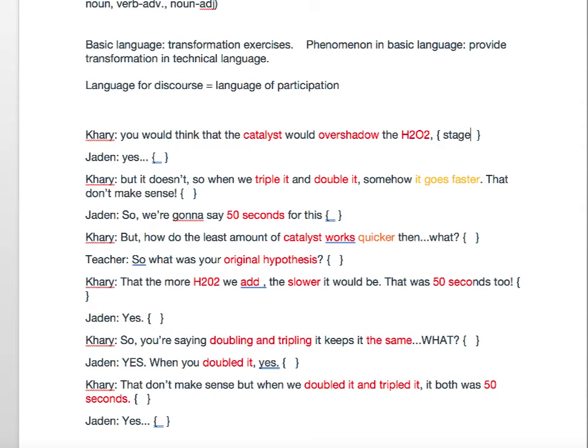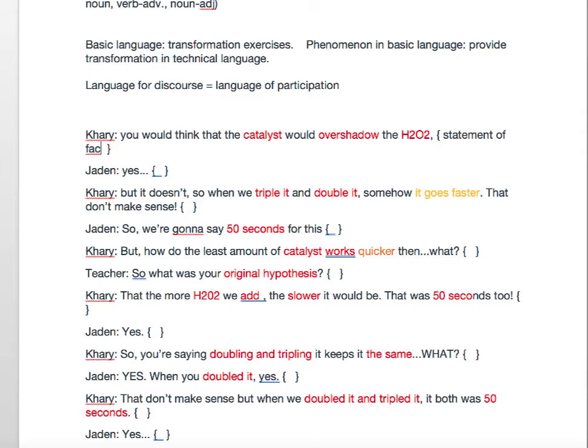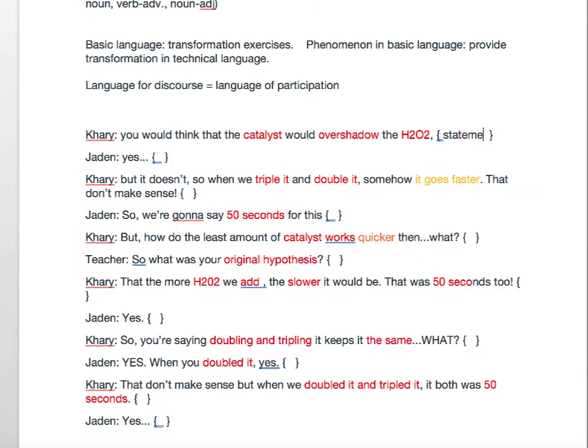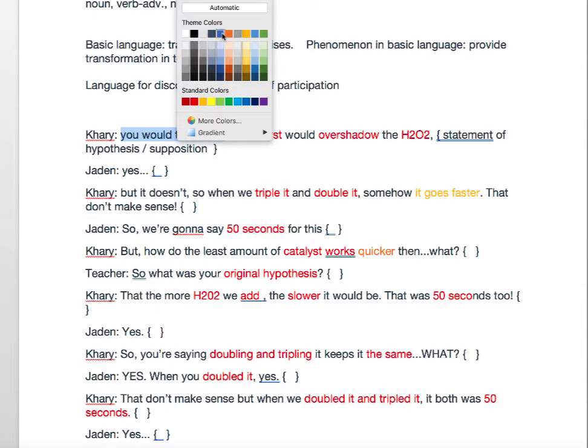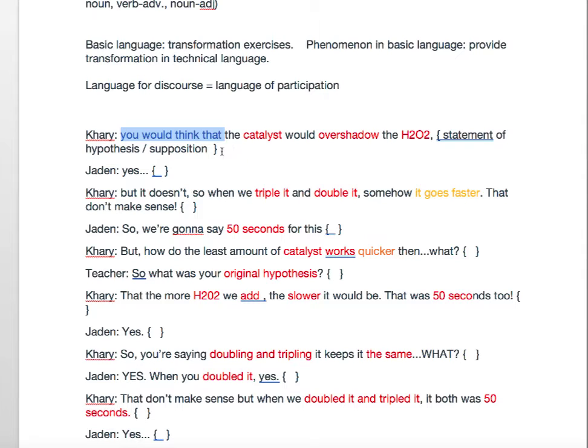You could call it a statement of fact, but it's kind of not, because you would think that. That actually tells me that there's something much more going on here. This is a statement of hypothesis or some kind of supposition. So what I would do is say, oh, this introduces the language of supposing, or hypothesizing in some way. It's not formal hypothesis, but it's interactional hypothesis.